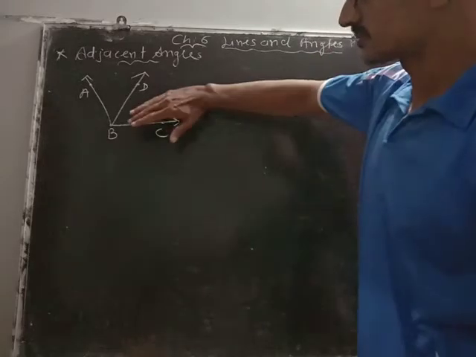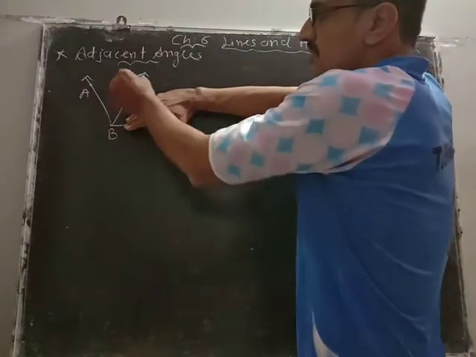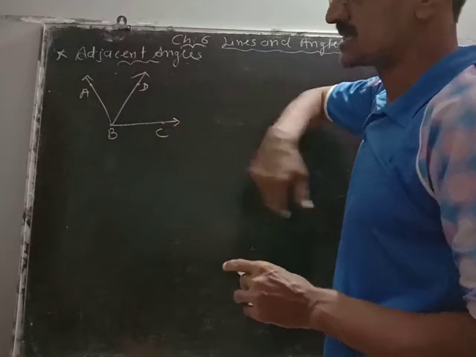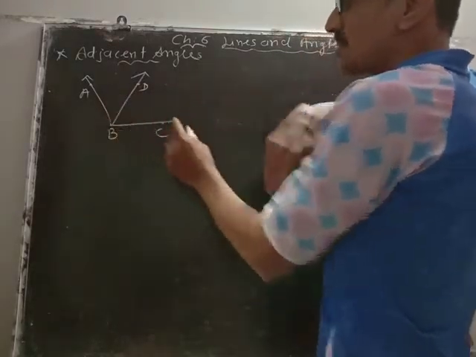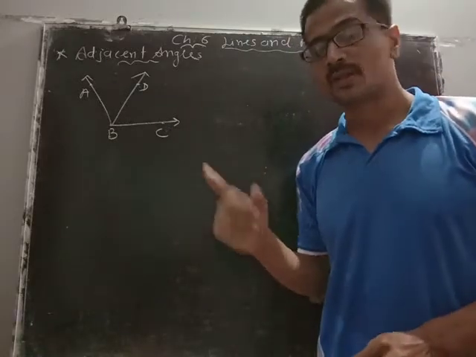Once again, this angle ABD has two arms BA, BD, and arms are one kind of ray. Same, angle DBC is formed by two arms BD and BC. So both angles have one common arm, that is BD.